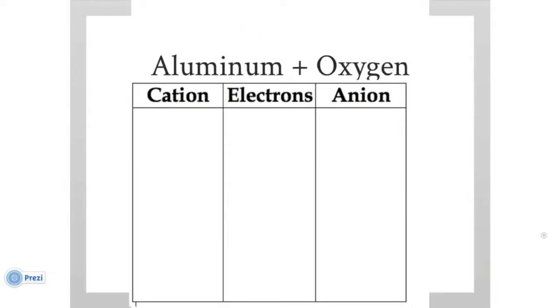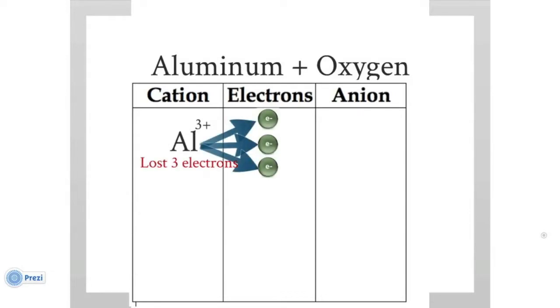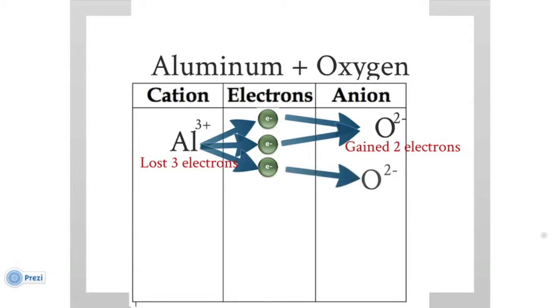Aluminum plus oxygen. This is a more difficult one. We'll start with aluminum because it has a higher magnitude of charge with +3. It's going to lose 3 electrons. Now the oxygen, the anion, is going to gain 2 of those. So where does that third one go? Well, that is gained by a different oxygen atom. But the oxygen, remember, it gains 2. So oxygen is going to gain another one.